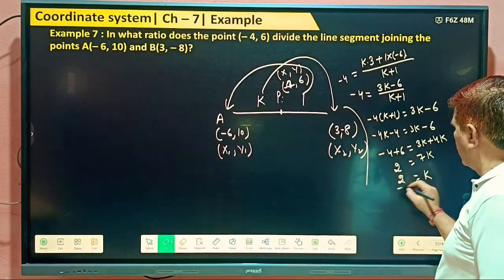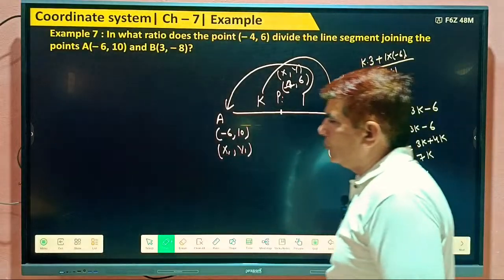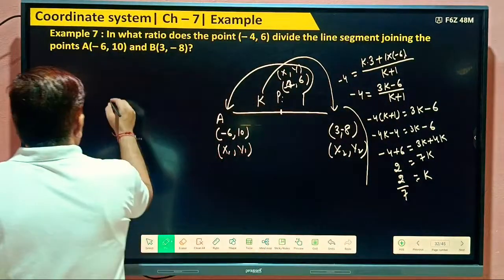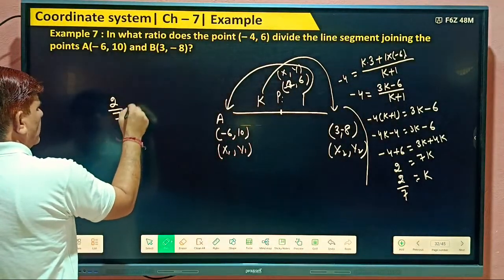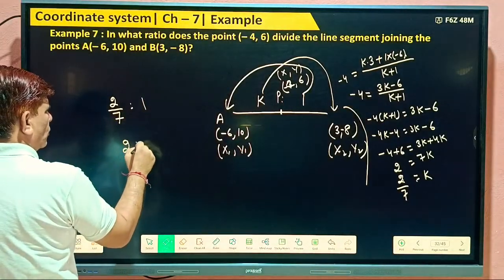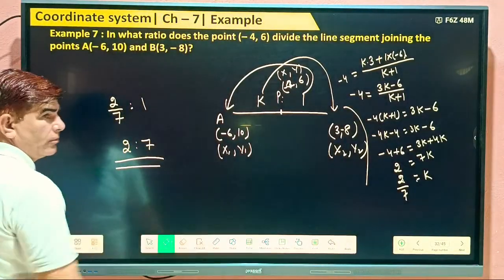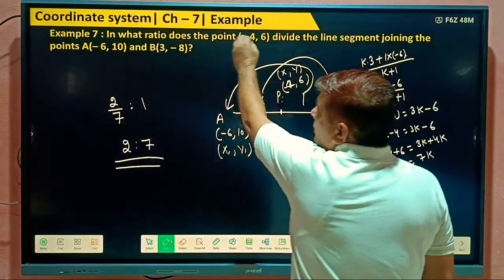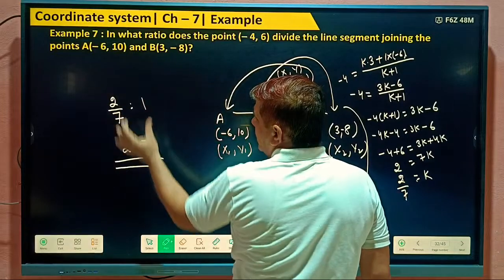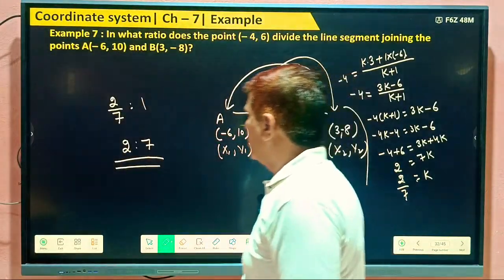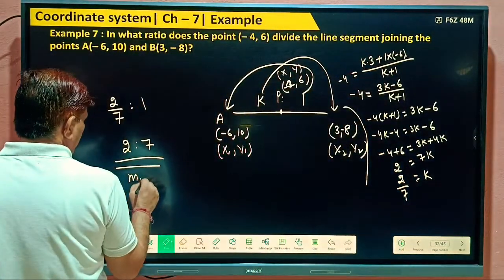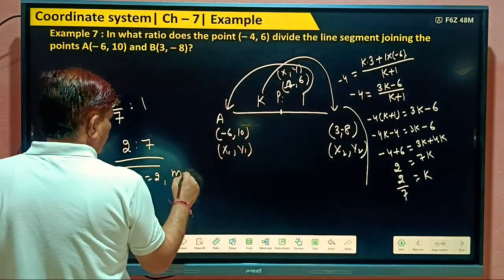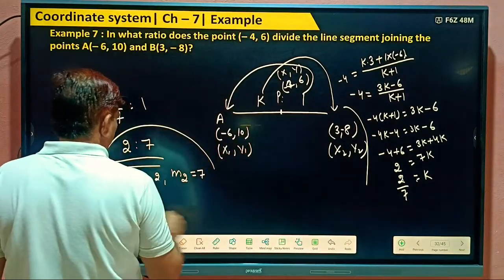So what is k? k is equal to 2 by 7. So the value of k is how much? 2 by 7 raised to 1. So what's the ratio? 2 raised to 7. So this point divides this line segment in the ratio 2 raised to 7. It means m1 equal to 2, m2 equal to 7.